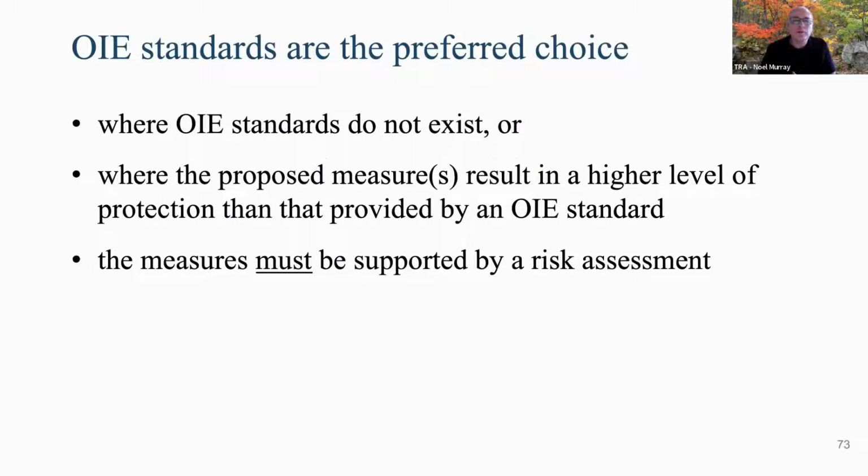So obviously, OIE standards are the preferred choice when we come to thinking of the measures to apply. And where they don't exist, or where the proposed measure actually results in a higher level of protection than that provided by the OIE, the measures must be supported by a risk assessment. So remember, we said earlier, following the hazard identification step, if there are measures in the code and we apply those measures, there may be no need to continue with the risk assessment.